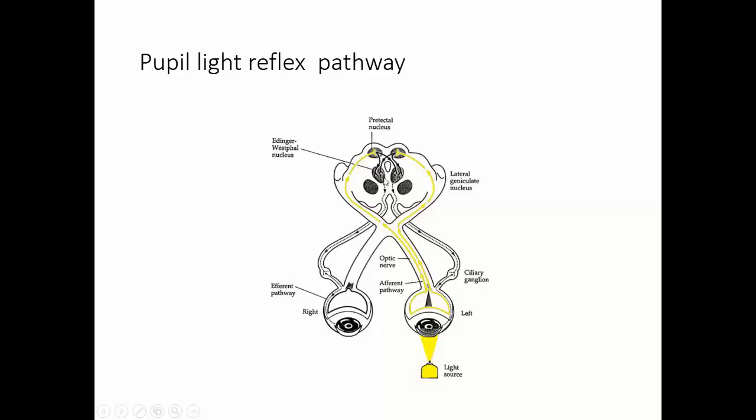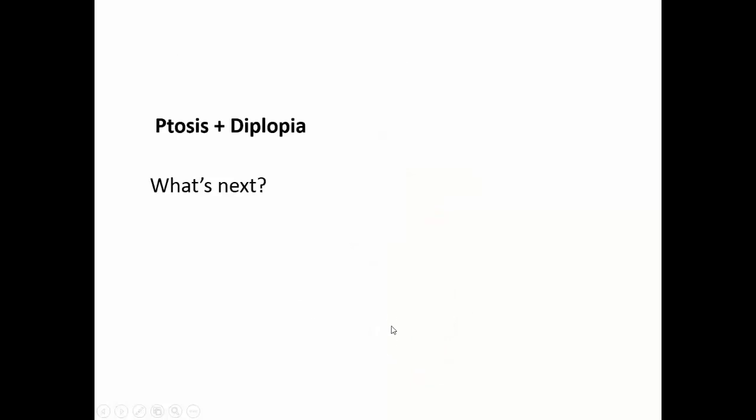That is why. Then each Edinger-Westphal nucleus sends fibers to the third nerve, the inferior branch, and since each Edinger-Westphal nucleus is getting responses from both pretectal nuclei, you get this consensual reflex as well. Now, in a patient with ptosis and diplopia, you have checked the pupil and come to a conclusion about the pupil. What do you do next?